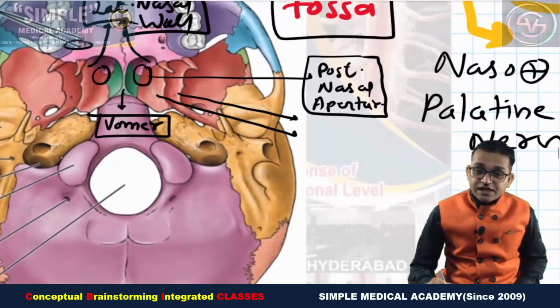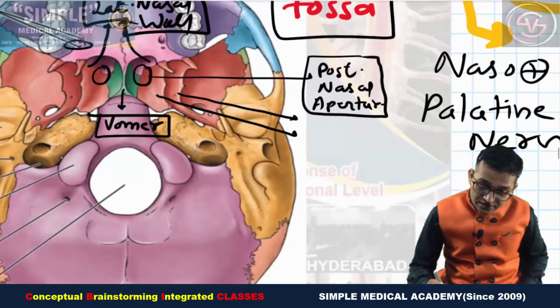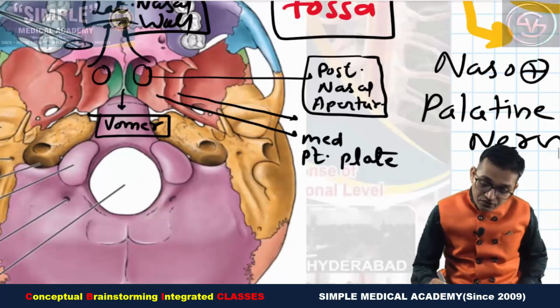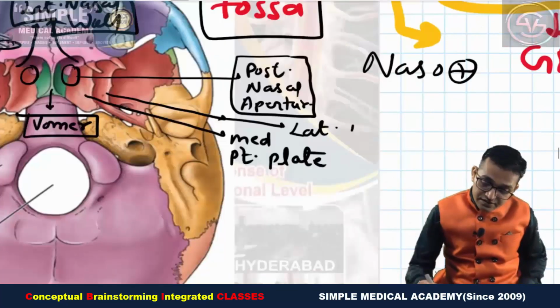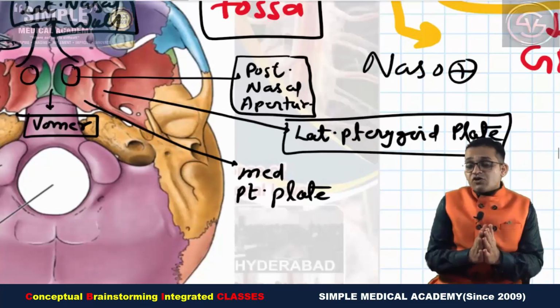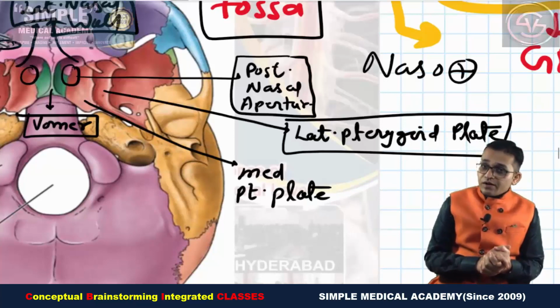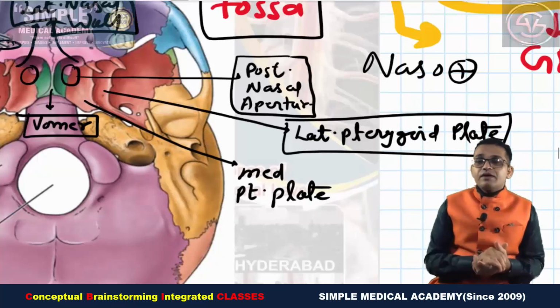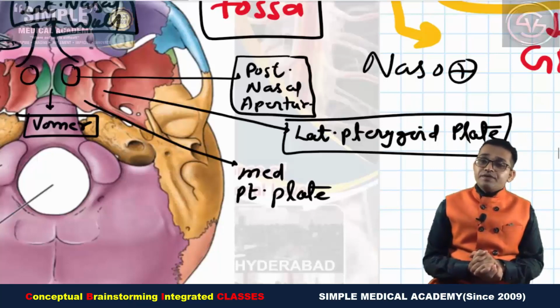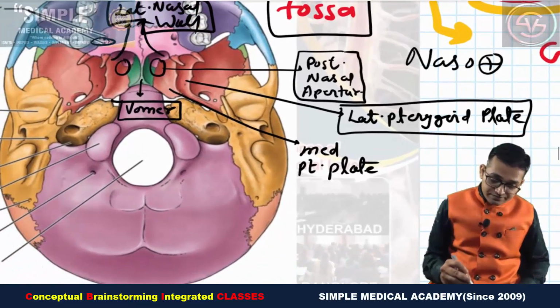The medial side, which is the continuation of the lateral wall of the nose, is the medial pterygoid plate, while the lateral one is the lateral pterygoid plate. Later we will study the muscles of mastication, in which we will see that the lateral surface of the lateral pterygoid plate gives origin to the lateral pterygoid muscle, while the medial surface of the lateral pterygoid plate gives origin to the medial pterygoid muscle. After this, we are going to talk about the next foramen, the foramen lacerum.